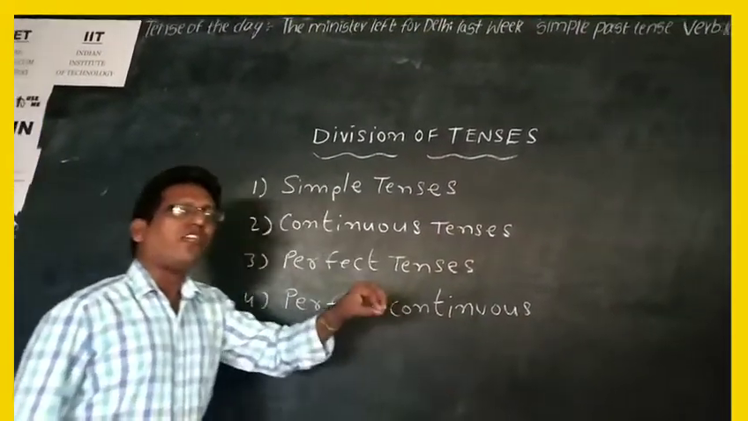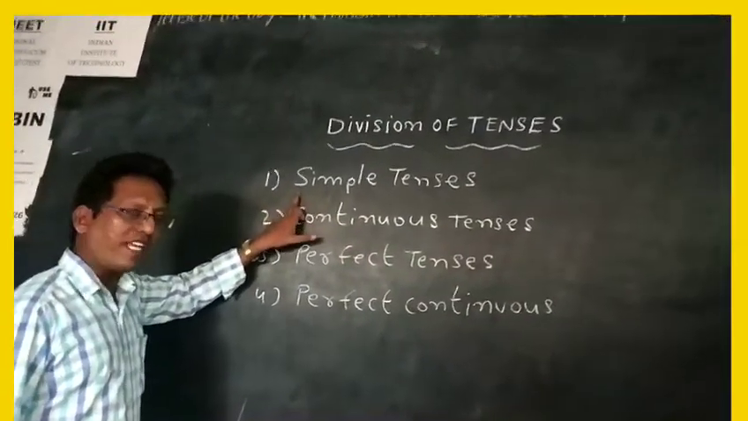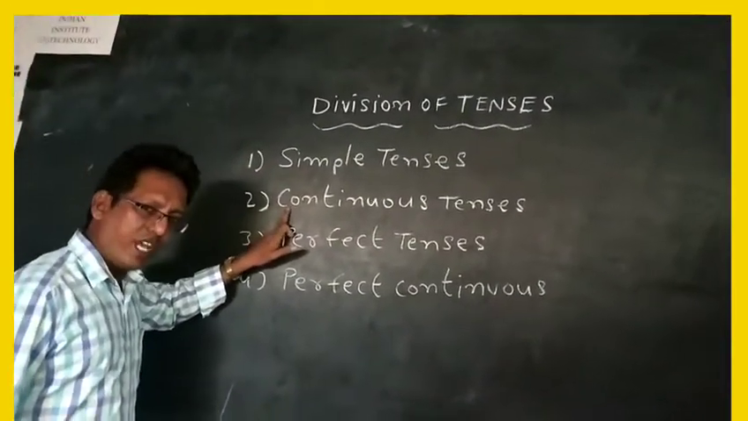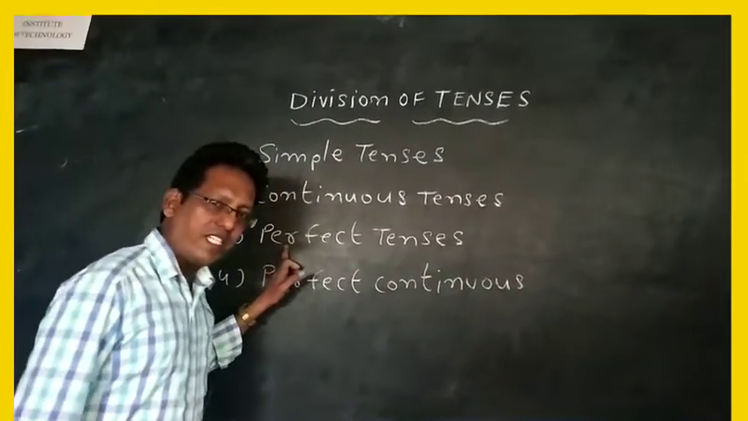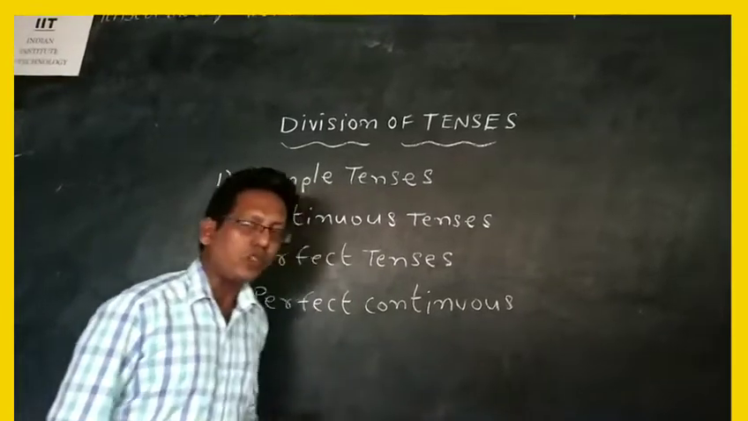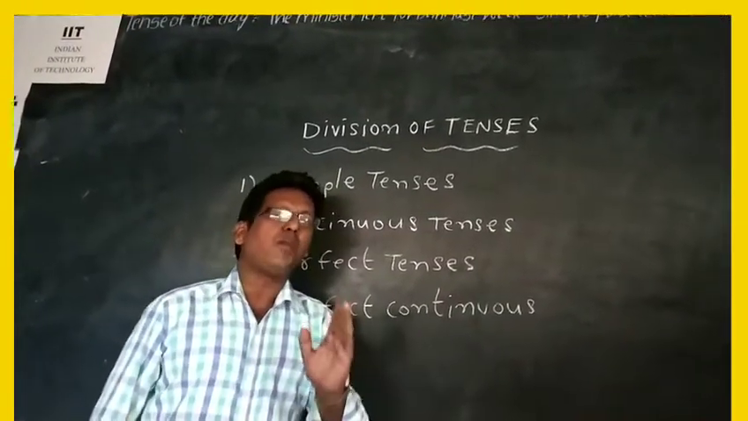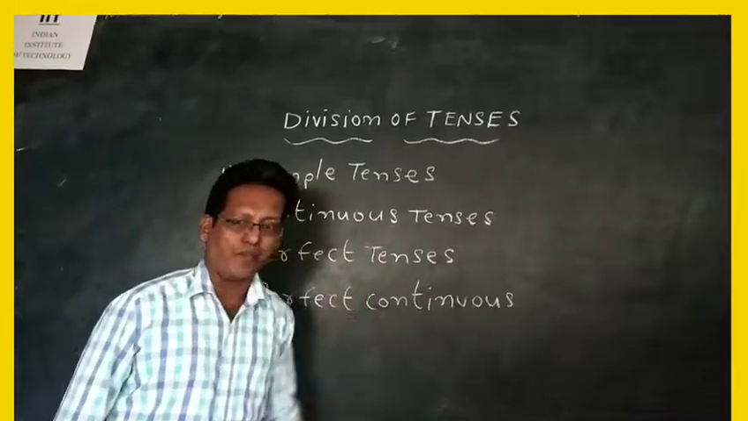Likewise, if you take future tense also, there are four divisions. That is simple future tense, future continuous tense, future perfect tense, future perfect continuous tense. So in this class, I would like to tell you the four divisions of present tense in detail.